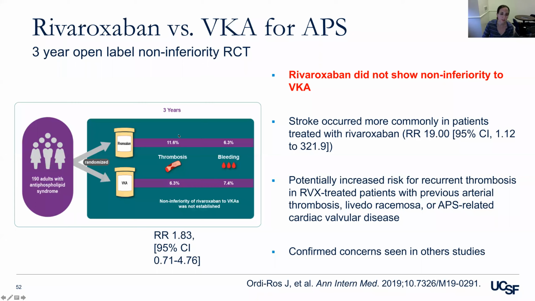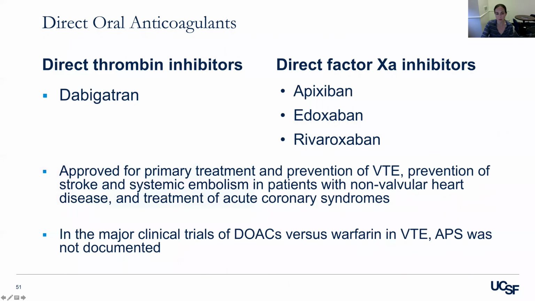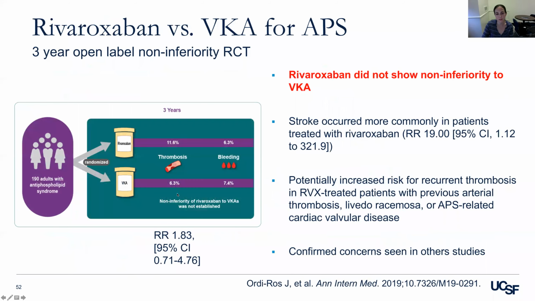And you can see here that the rates of thrombosis in the rivaroxaban group approached 12%, compared with 6% in the vitamin K antagonist treated group, with a relative risk of 1.8. This confidence interval did cross 1, so it's not a statistically significant difference, but it is concerning, and most importantly, rivaroxaban again was not shown to be non-inferior to vitamin K antagonists.